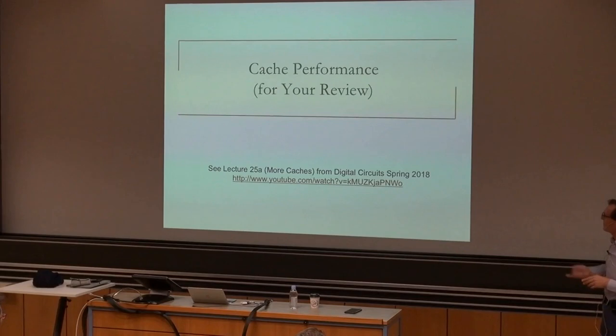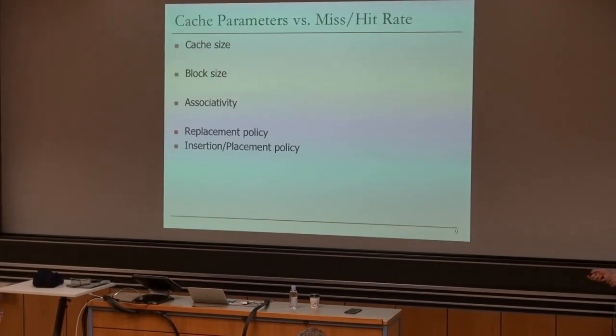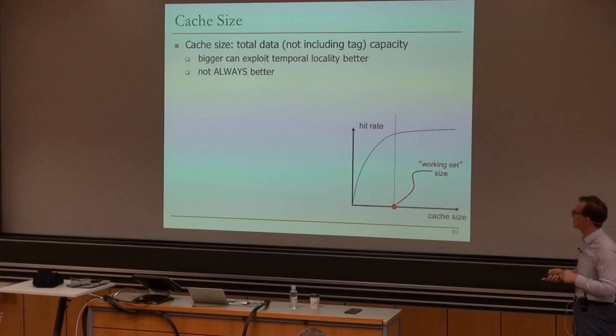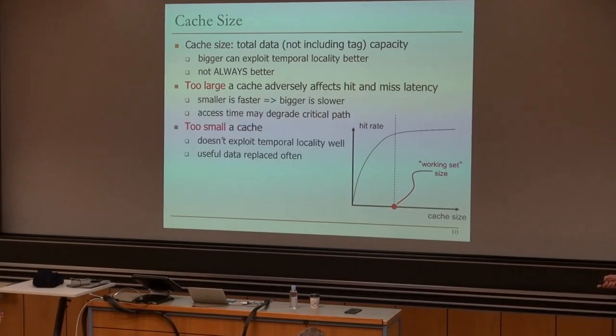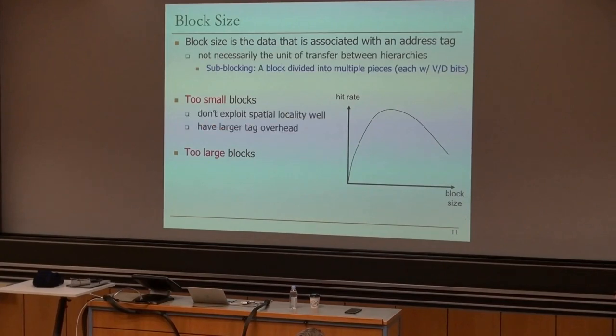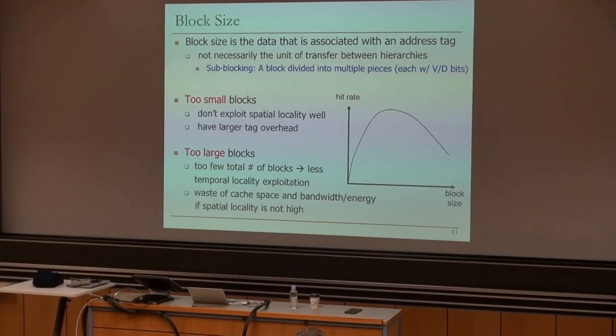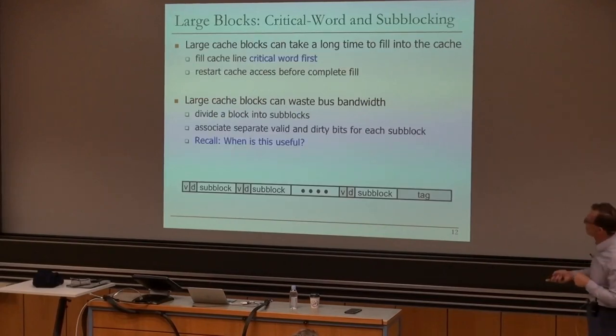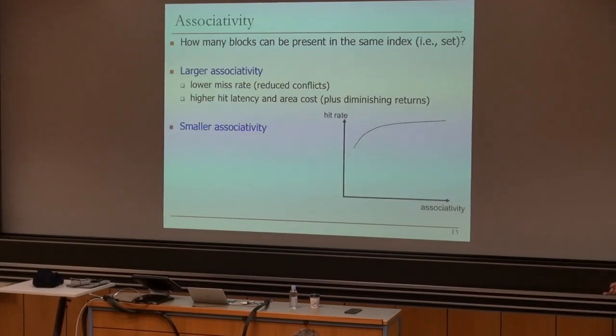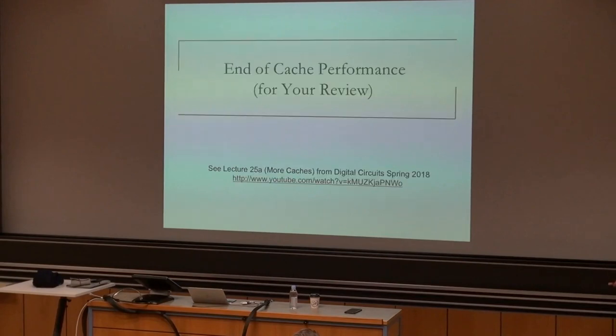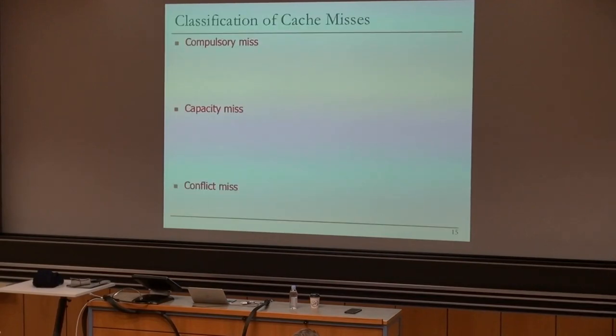Okay, I'm going to leave this for your review, but I have these slides on cache performance. These different cache parameters affect the hit versus miss rate, but I think some of these are relatively obvious, and some of these we already discussed, like cache size trade-offs. I'll let you study these. Does that sound good? I think we covered small blocks versus large blocks a little bit, and we already talked about some of this. Actually, we talked about associativity, I think. Okay, that's for your review.